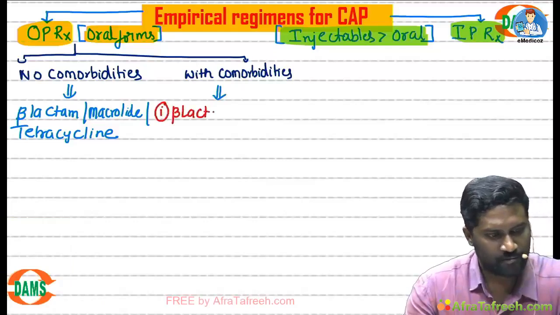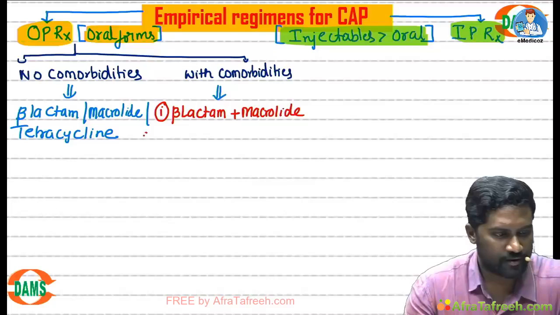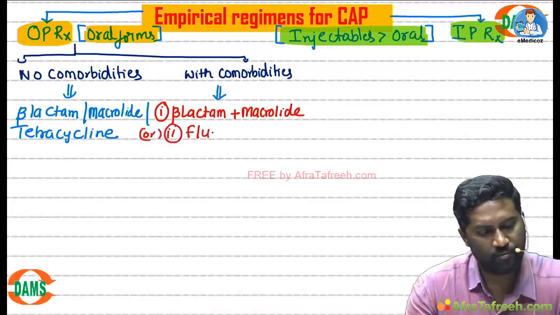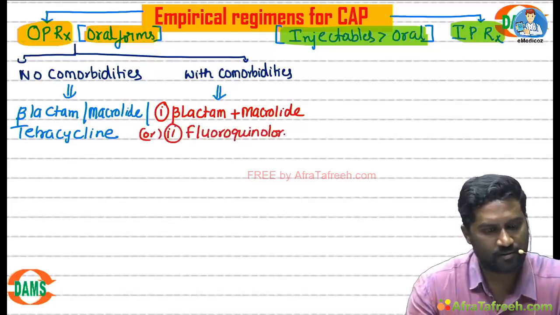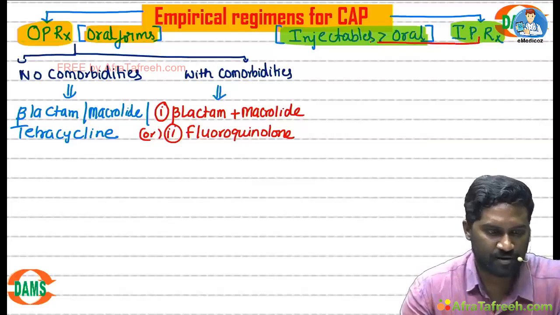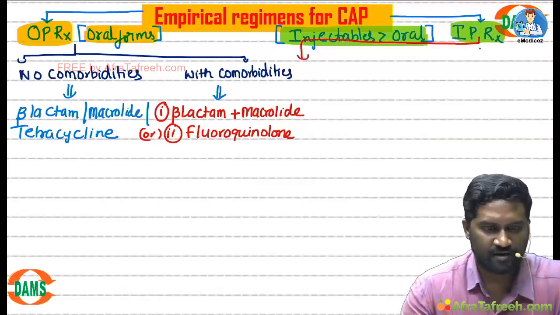Now if the patient is having comorbidities, the first choice will be combination of beta lactam with macrolide or monotherapy with fluoroquinolone.